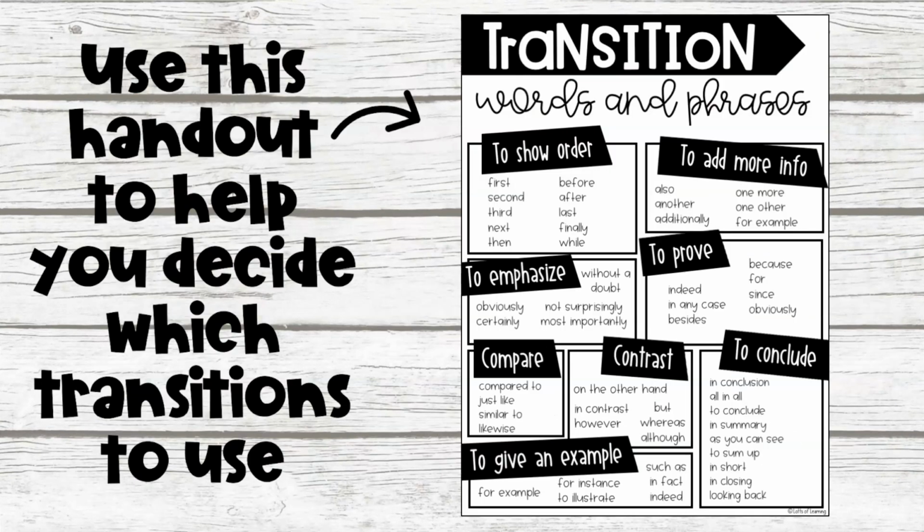You can use this handout to help you decide which transitions to use. If you're looking to show order of events, you can use all of these transition words here. If you're looking to add additional information, these transition words are great to use. If you're proving a point, check out these ones in this box here. If you're emphasizing a fact or a reason, adding more attention to it, take a look at these transition words.